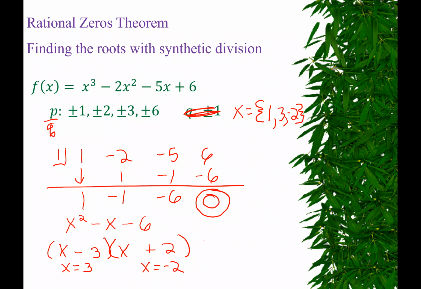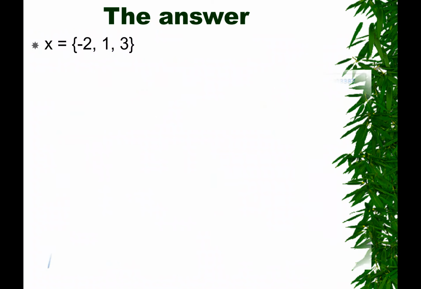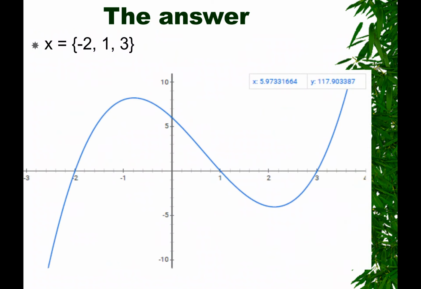If we were asked for factors, so these are our roots, then we would want to give them in parentheses. So our x minus 1 from the original discovery, and then x minus 3 and x plus 2. All right, and what does the answer mean? So here's graphically what it looks like. We have -2, 1, and 3.